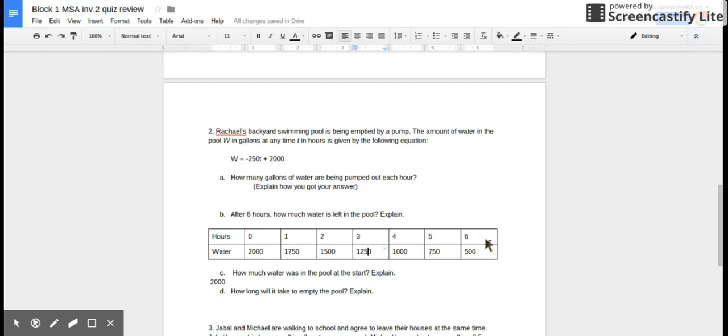So if we continued our table, at 7 hours, we would be at 250, and at 8 hours, we'd be at 0. So our water would be at 0 at 8 hours. You can explain that by saying you used your table to find out how long it takes to be at 0 gallons of water in the pool.